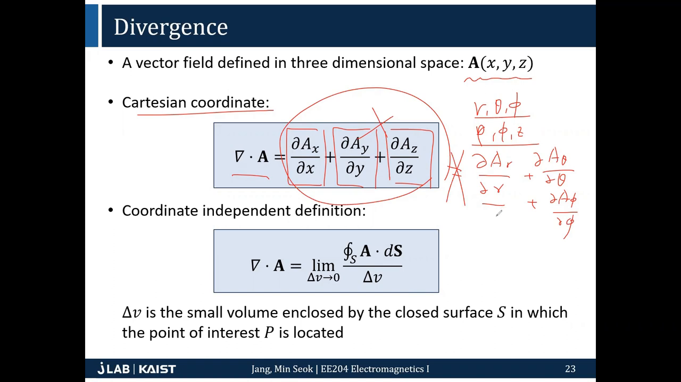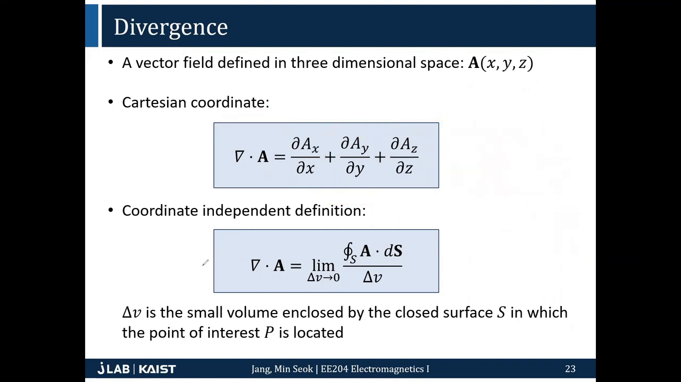So then what is the coordinate independent definition of this thing? The coordinate independent definition is this, okay? So the divergence of A is like, let's say you have a point of interest, the point where you want to evaluate the divergence. Then what you need to do is to take a small volume, delta V, okay? And if you define the small volume, you can automatically define its boundary, right? The boundary is the surface of the volume, which is S, right?